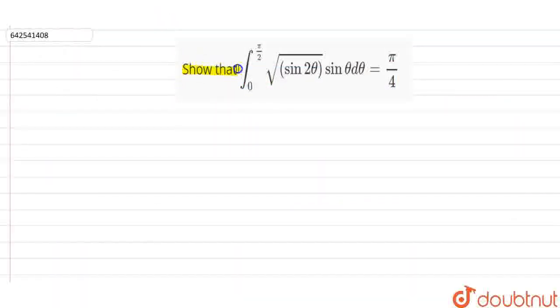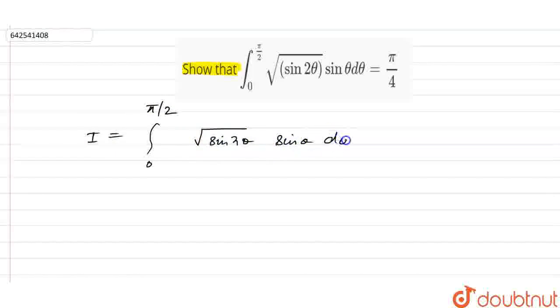So we have to show this given relation. Let this be I. So I is the integral from 0 to pi by 2 of under root of sin 2 theta and sin theta d theta.